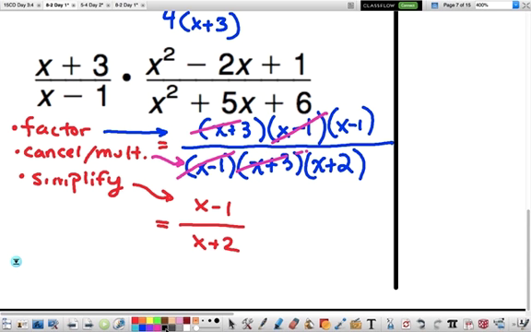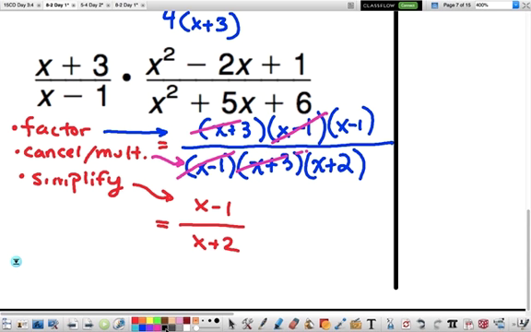This one is x plus 3. This one factors into x minus 1 and x minus 1. One adds to -2 and multiplies to 1. Okay, so that's what we're doing. We're factoring this. Same thing: one adds to 5, multiplies to 6: 3 and 2. So if you're having trouble factoring, that's what you need to focus on right now.